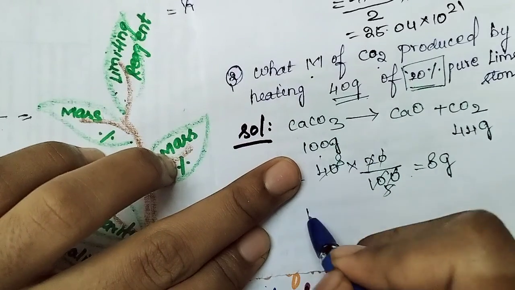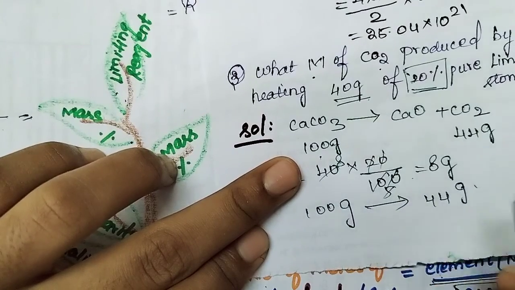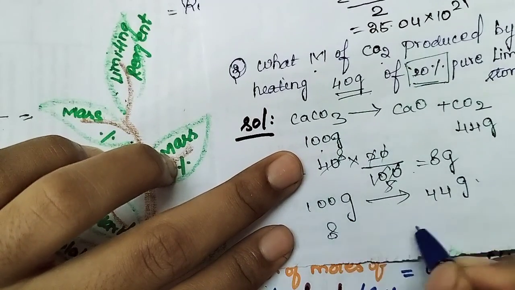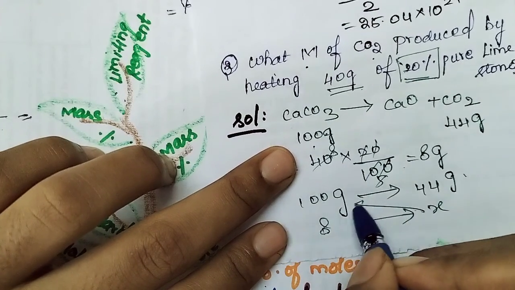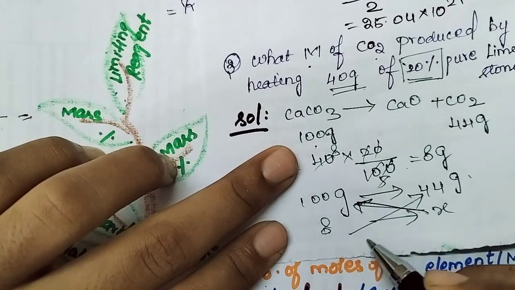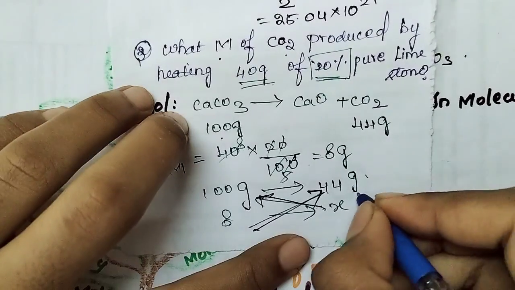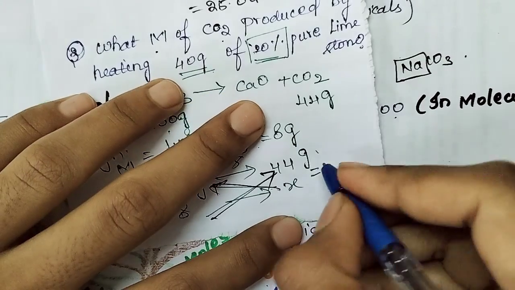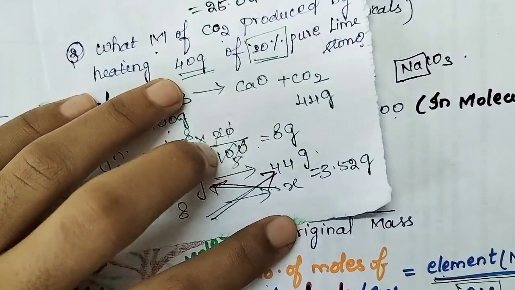So 100 gram of calcium carbonate gives 44 gram of carbon dioxide. Then 8 gram gives x gram of carbon dioxide, let's take. Then cross multiply them. What will we get? 3.52 gram. That's it, the x value is 3.52.